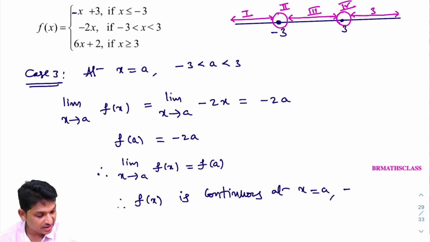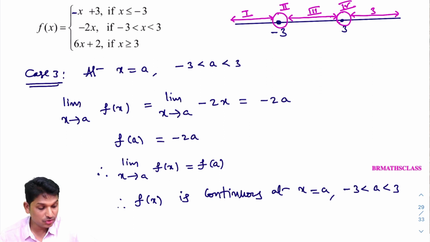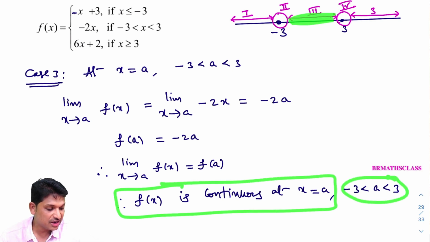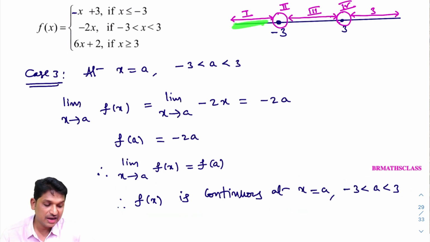What about a here? A value is in between minus 3 and plus 3. So I checked the continuity of the function in this zone. What I got is that it is continuous whenever a value is in this interval. So there is no point of discontinuity in this zone also. It is continuous at every point in this interval, and the function is continuous at this point also, and the function is continuous in this zone also.